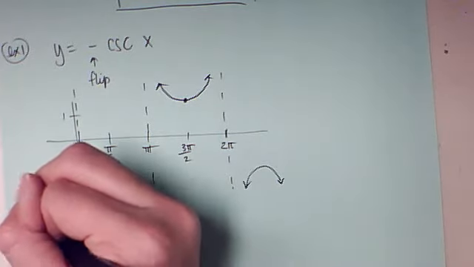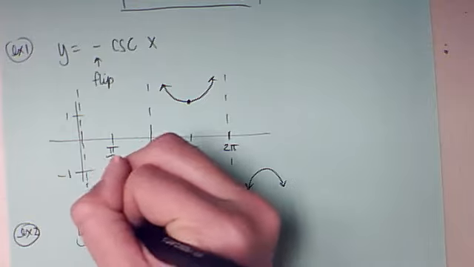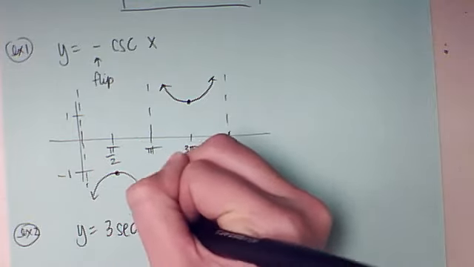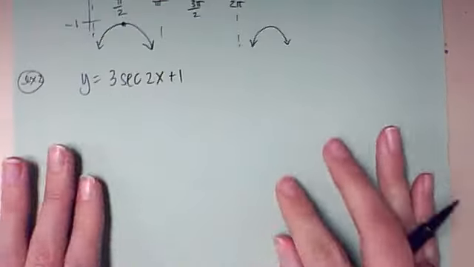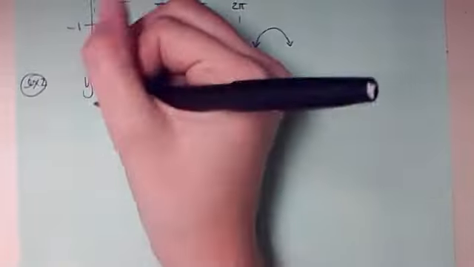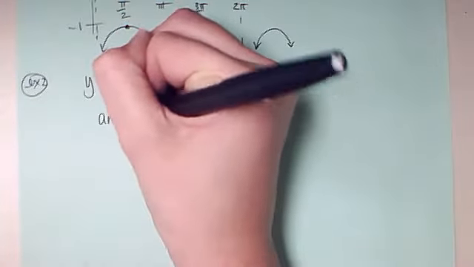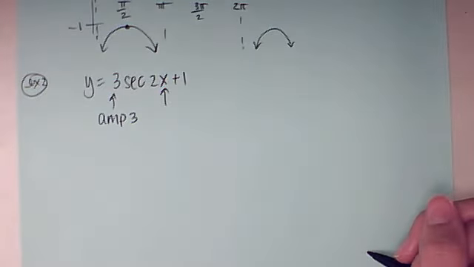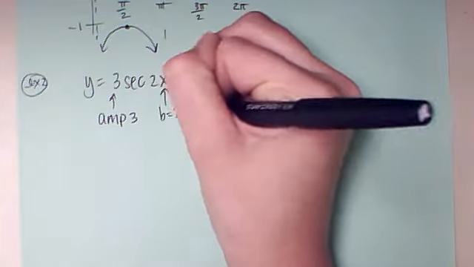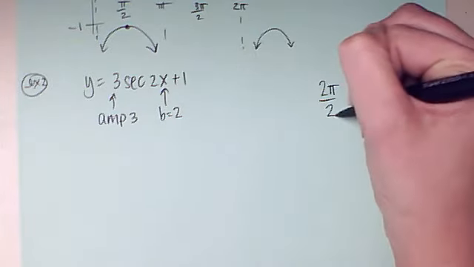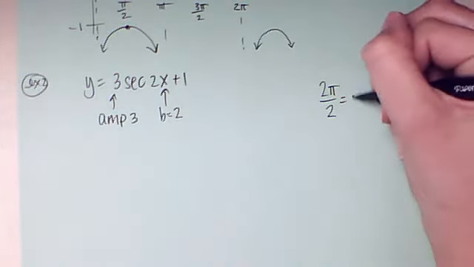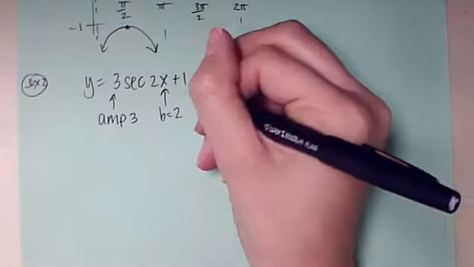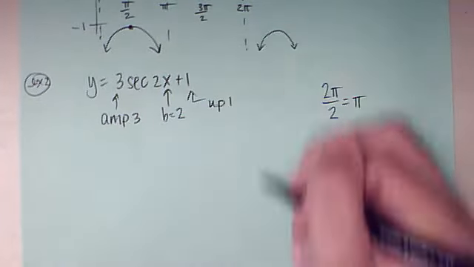The second example that I showed you in class was y equals 3 secant of 2x plus 1. Several more transformations going on here. The 3 is telling me that my amplitude changes to 3. Remember, amplitude we use lightly here. That just gives me my max and min for my scoops. 2x tells me that b is 2, so if I go out to the side and do 2 pi divided by 2, that will give me my new period, which is pi. And the 1 tells me that I move up 1.